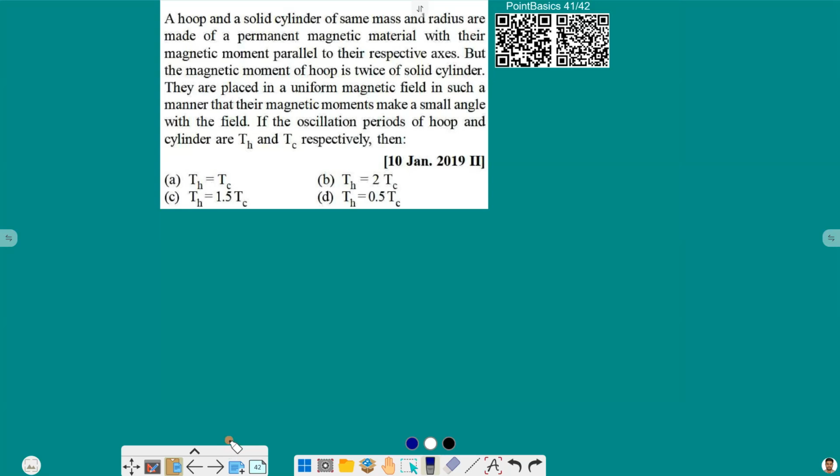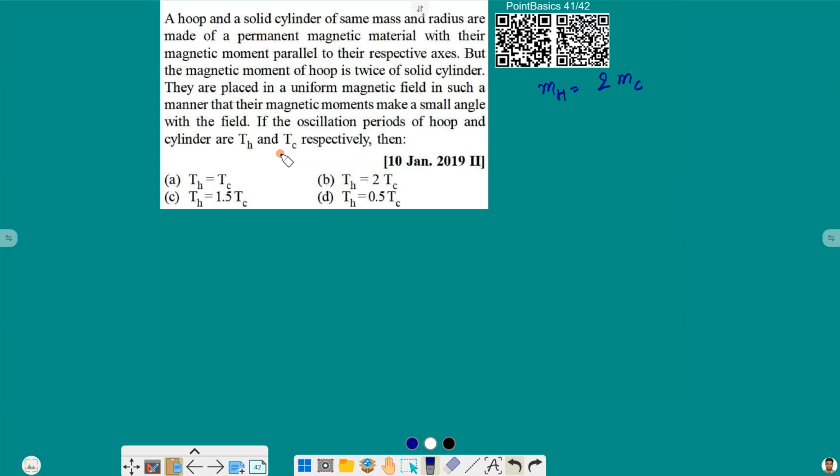A hoop and a solid cylinder of the same mass and radius are made of permanent magnetic material with their magnetic moment parallel to the respective axis, but the magnetic moment of the hoop is twice that of the solid cylinder. So the magnetic moment of the hoop is twice the magnetic moment of the cylinder. They are placed in a uniform field in such a manner that the magnetic moments make a small angle with the field. If the oscillation periods of hoop and cylinder are TH and TC respectively, then we have to find the relation between them.